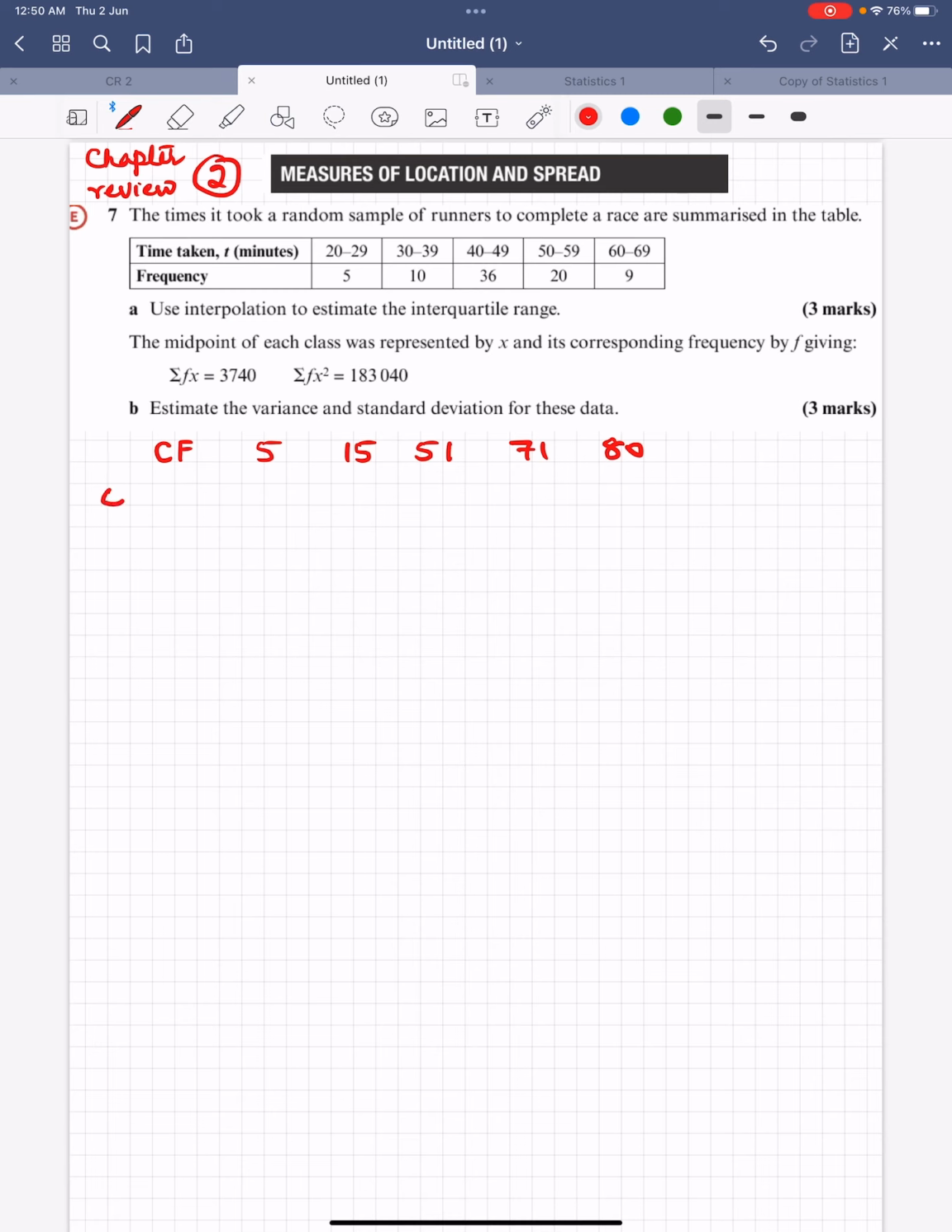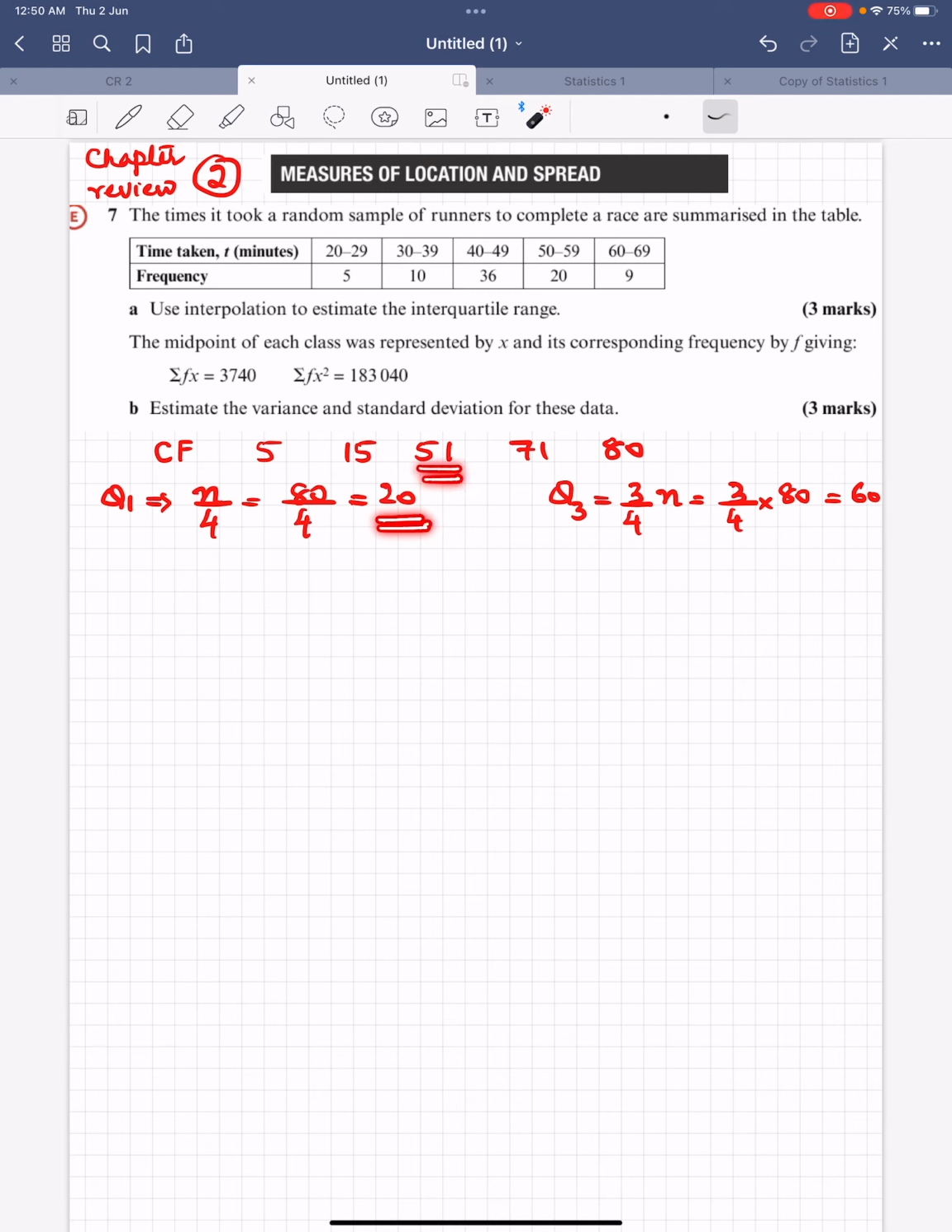For that we need the first quartile Q1, that is n by 4. Total frequency is 80. 80 by 4 is equal to 20. We also need Q3, which is the upper quartile, and that is 3 by 4 n. So that's going to be 3 by 4 of 80, which is equal to 60. So the 20th frequency comes in the third class interval.